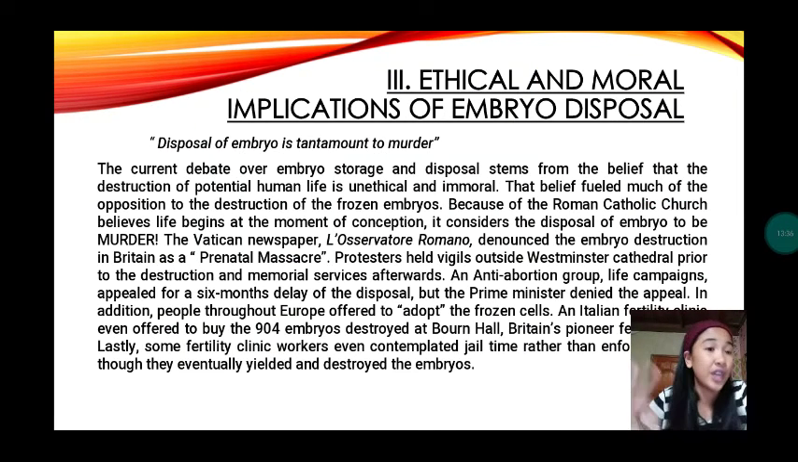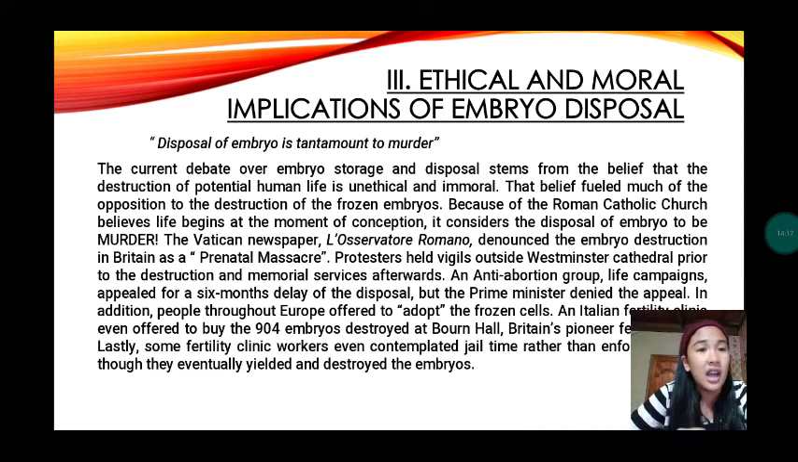So now let's proceed to the third issue, which is the ethical and moral implication of embryo disposal. Okay, we have a very catchy sentence here: disposal of embryo is tantamount to murder. The current debate over embryo storage and disposal stems from the belief that the destruction of potential human life is unethical and immoral. That belief fueled much of the opposition to the destruction of the frozen embryos.